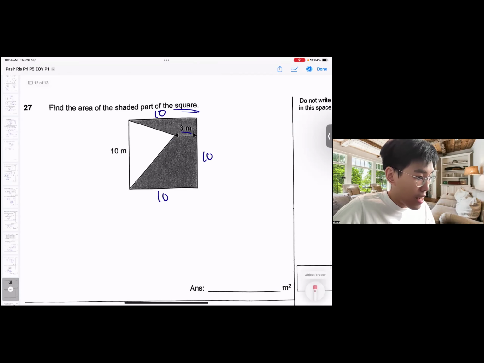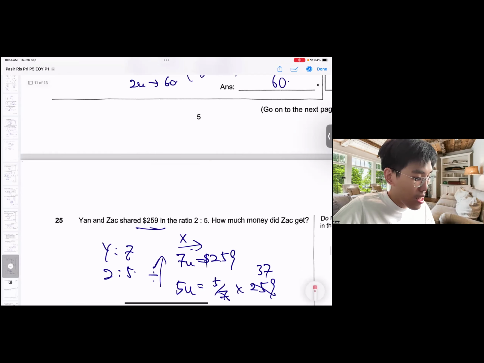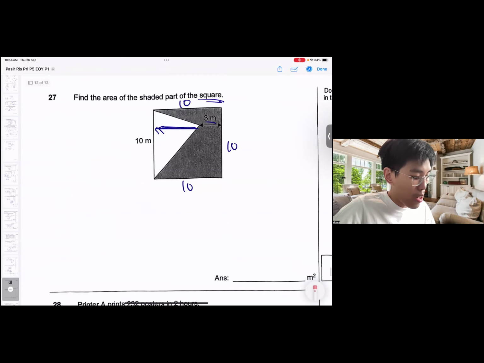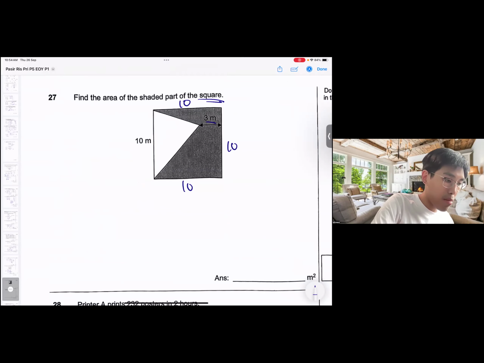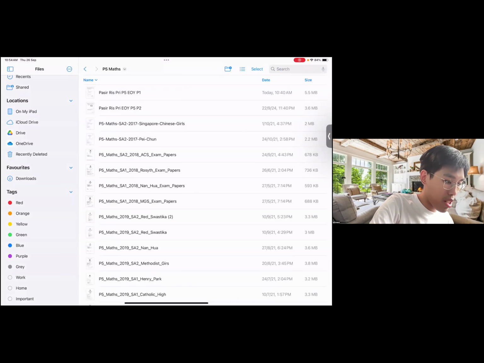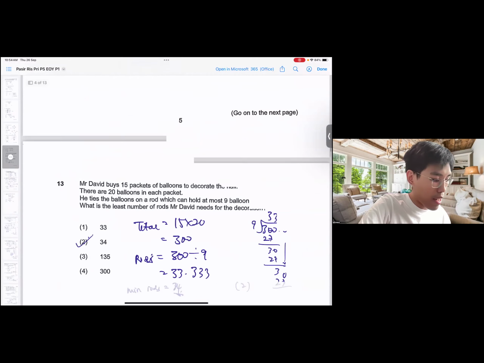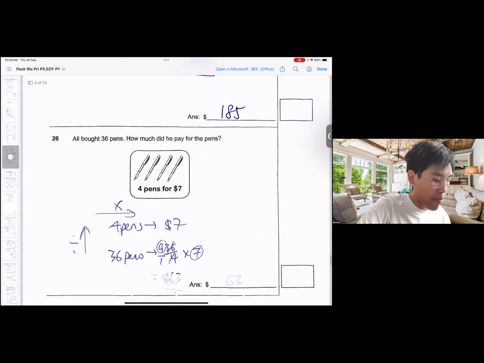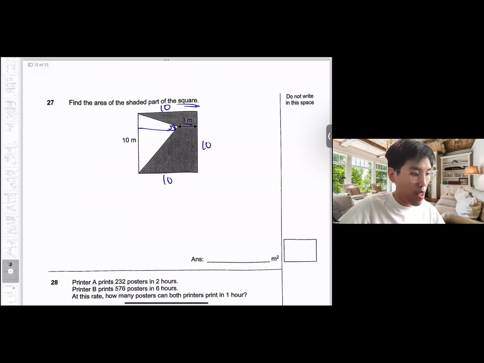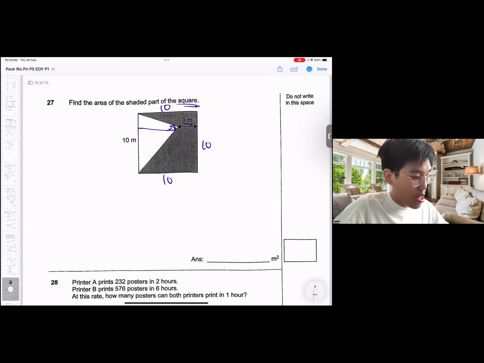Wait, it's a bit laggy here. The height over here in this triangle, let me see. A bit of a lag over there, but I think it's fine. Yeah, I think we have it here. So how long is the height? 10 minus 3 is 7 meters.